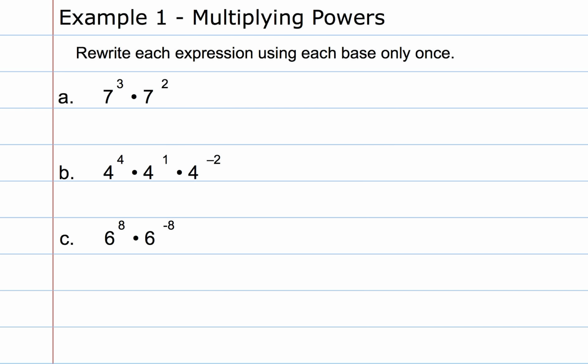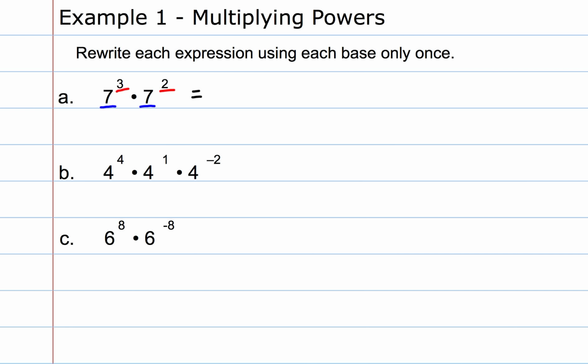So let's take a look at example 1, which is going to require us to multiply powers of the same base. Rewrite each expression using each base only once. So we're going to apply that property that we just learned. 7 to the 3rd times 7 to the 2nd. Notice we have the same base now. And that base is 7. And the exponents are 3 and 2.